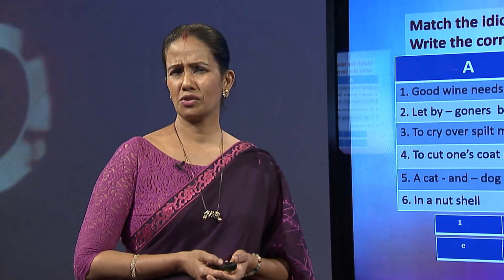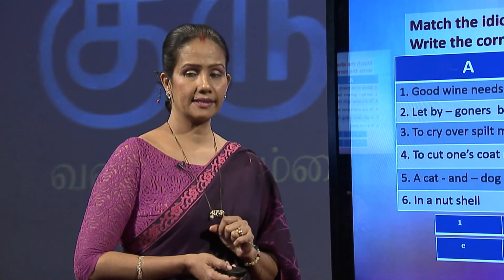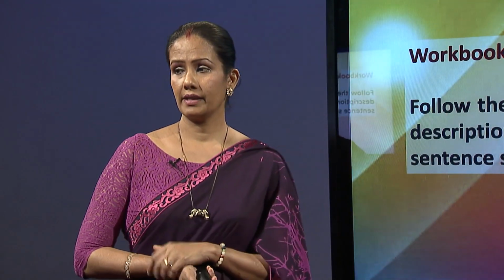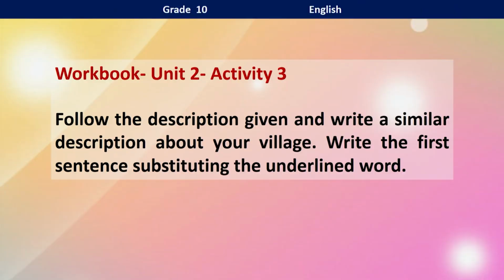Now, we are going to do a small writing activity. I hope I will help you in this. Yes, there's a description. This is workbook unit 2 activity 3. Follow the description given and write a similar description about your village. Write the first sentence substituting the underlined word.